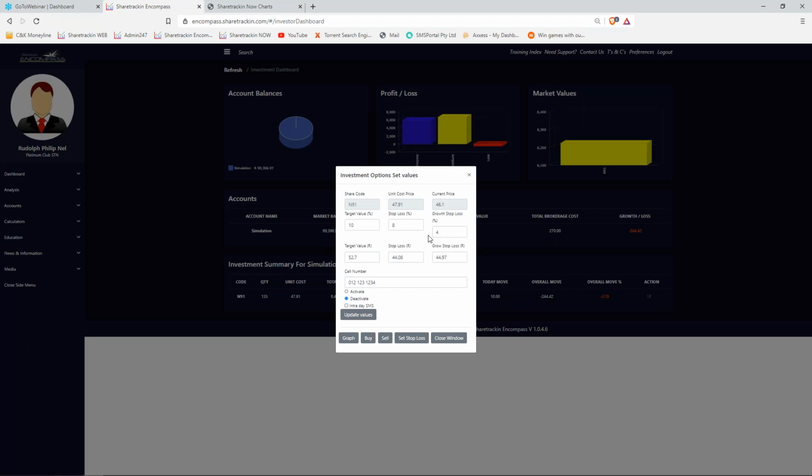If it looks like, yes, it's going back up, then keep it until it reaches your target value. If it reaches your target value and you get the SMS for your target value, don't sell it out immediately. See if there isn't any more potential for that share to grow even further. Okay.